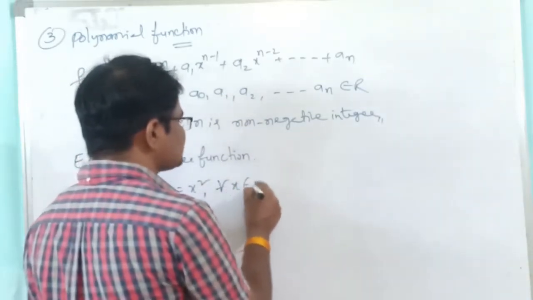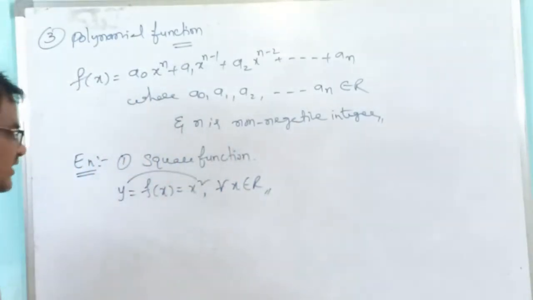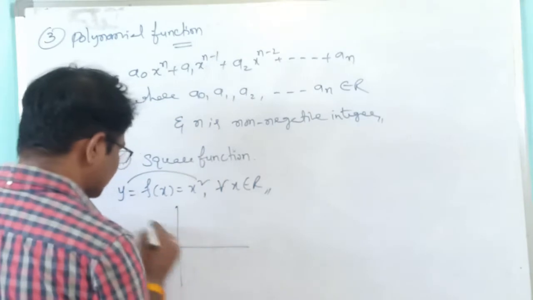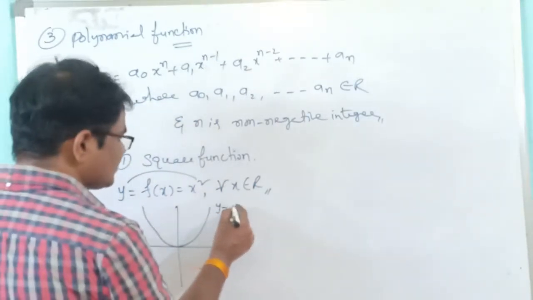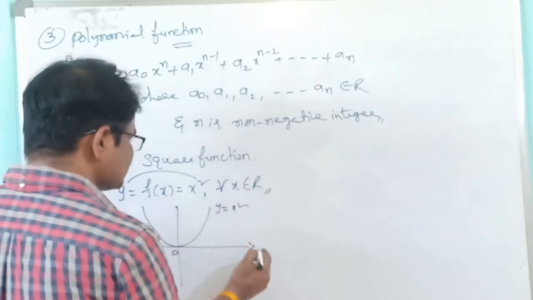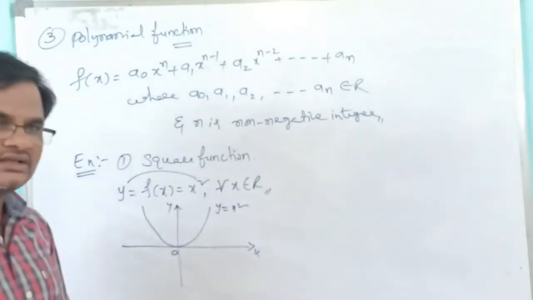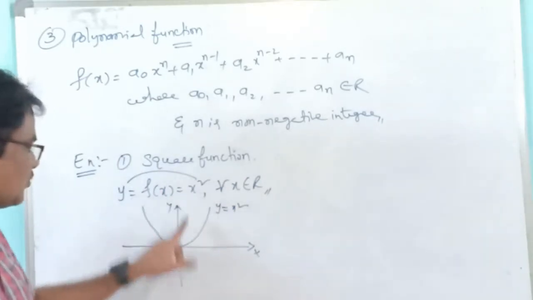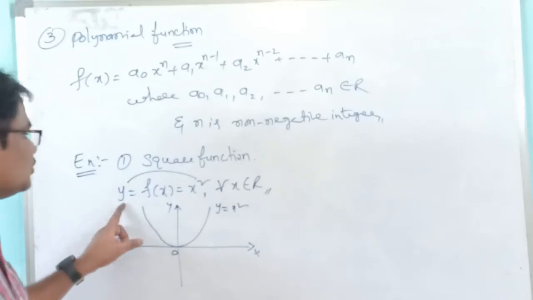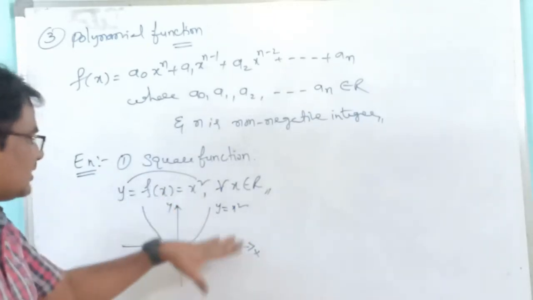For all x belonging to what? The real numbers. We know the graph of y equal to x square is a parabola, like this. Otherwise you can take some values for x and according to that you will get y values. Draw the graph. X equal to 1, y also 1. X equal to 2, y is 4. Like that you will get this graph.